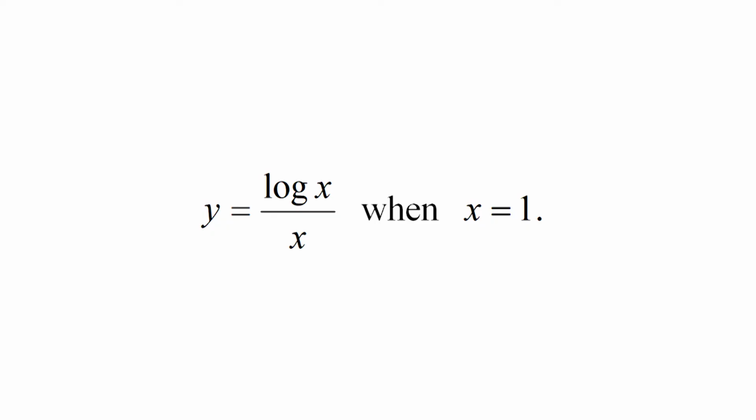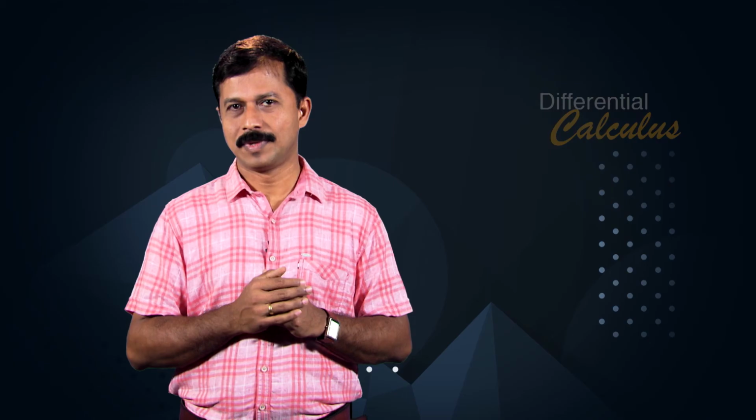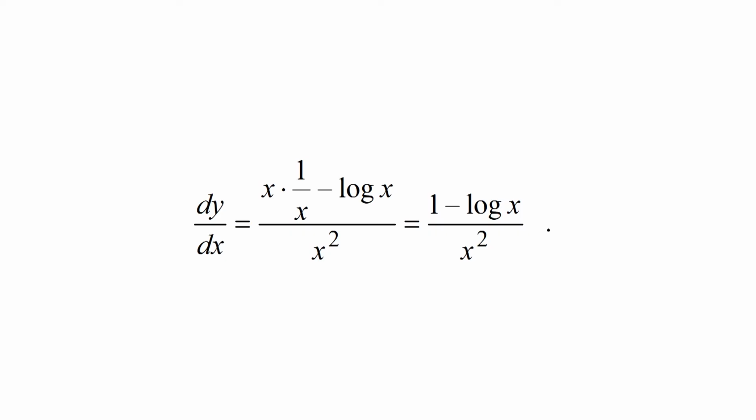As another example, we find the radius of curvature of y is equal to log x by x when x is equal to 1. That is, at the point ordered pair 1, log 1 by 1, which is equal to ordered pair 1, 0 on the curve. Applying the quotient rule of differentiation, the given equation gives dy by dx is equal to (x times 1 upon x minus log x) all divided by x square, which is equal to (1 minus log x) all divided by x square.